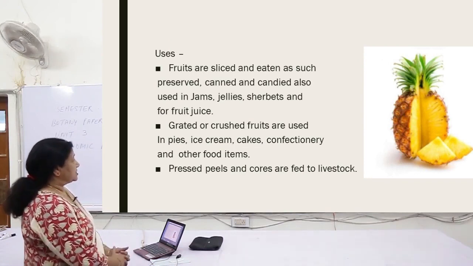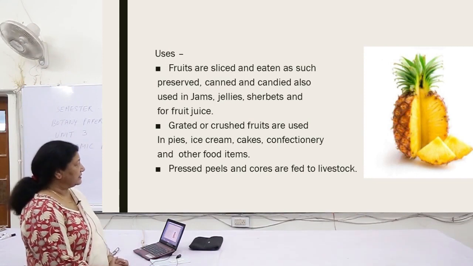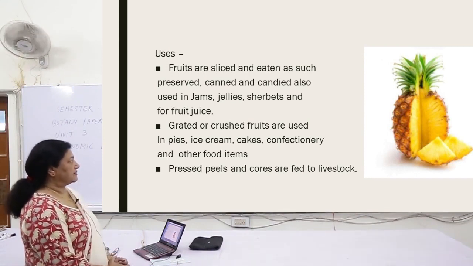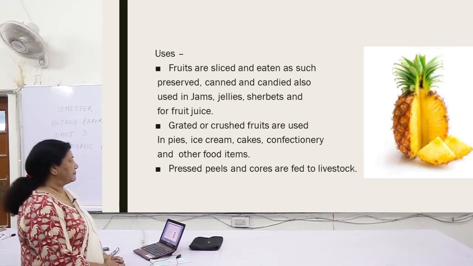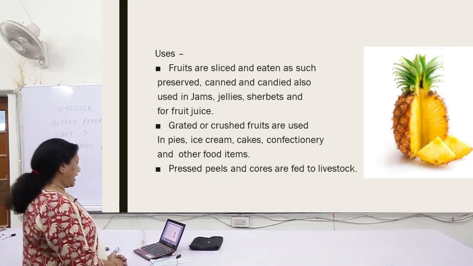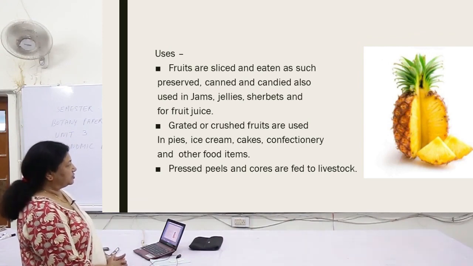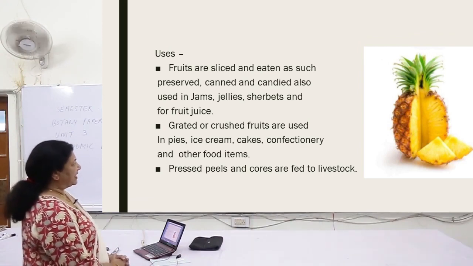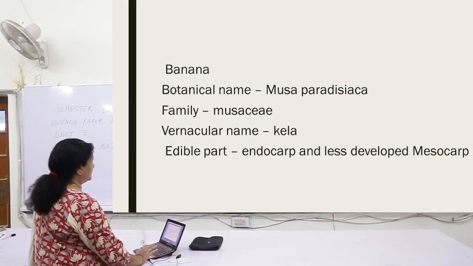Now what are the uses? It is sliced and eaten as such. It is preserved, canned and also used in jam, jellies, sharbat and also for fruit juice. Grated or crushed fruits are used in pies, ice cream, cakes, pastries, confectionaries and other food items. Pressed peels and cores are fed to the livestock. Since it is very spiny, the other parts are usually given to the animals for feedstock.